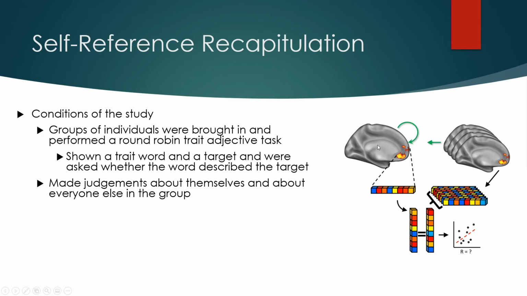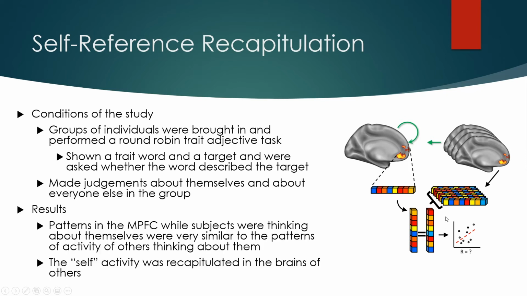We have this person thinking about themselves and the whole group thinking about them, and we can compare those two patterns of activity. What he found was that the activity in your brain when you're thinking about who you are matches the activity in other people's brains when they're thinking about who you are. Somehow the activity that represents who I am is recapitulated in the brains of other people. So somehow we're sharing these representations, or building the same types of representations. It's a really interesting finding.